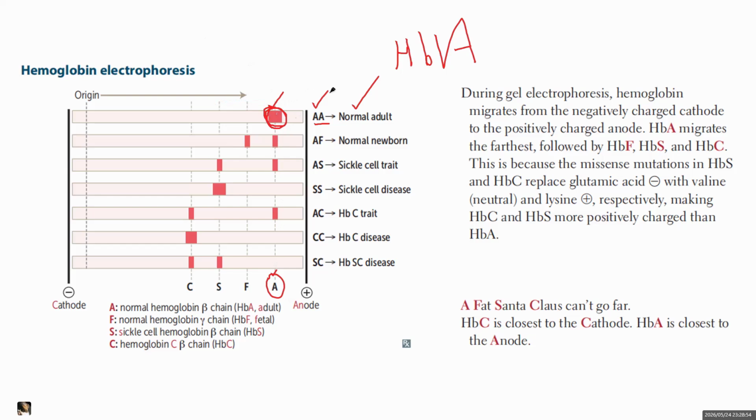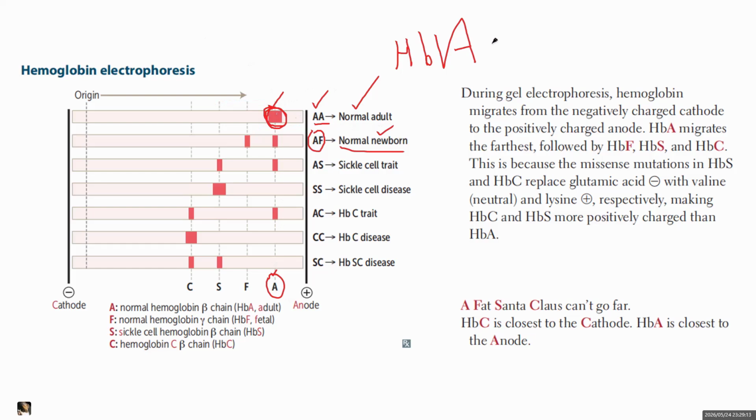Do remember that. Now let's look at AF. This represents the normal newborn, because newborns still have a large amount of fetal hemoglobin, okay? They also have some hemoglobin A, but largely the fetal hemoglobin, which is hemoglobin F, okay?